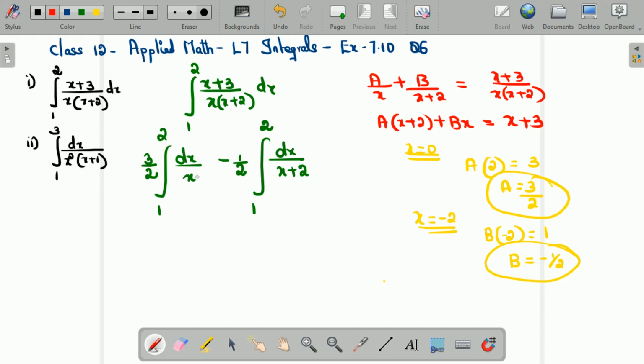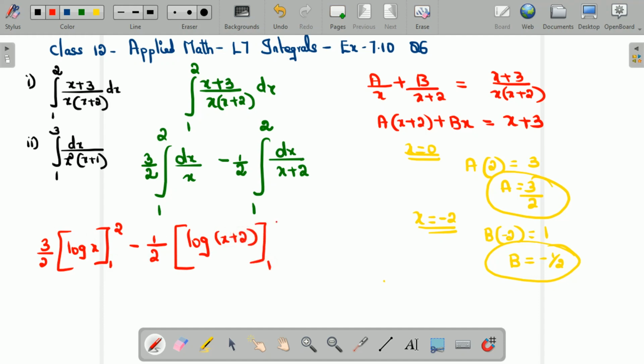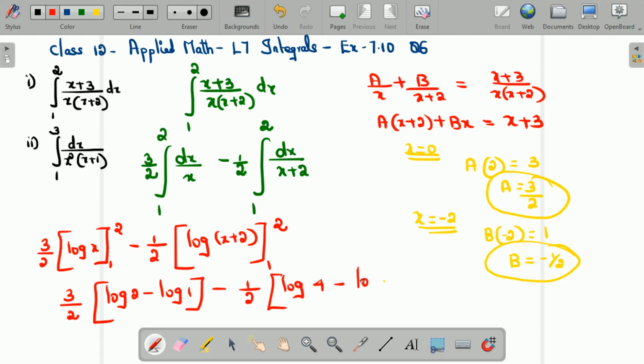So the integral of dx by x is actually log x. So this is 3 by 2 log x between the limits 1 and 2, minus half into log of (x + 2) between the limits 1 and 2. Now let's apply the limits. So in the first case it is 3 by 2 into (log 2 minus log 1), minus half into log of 4 minus log 3 when you apply the upper and lower limits.